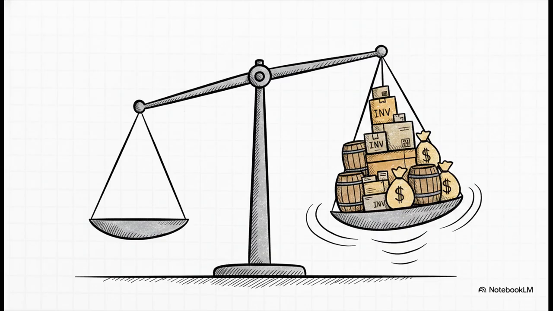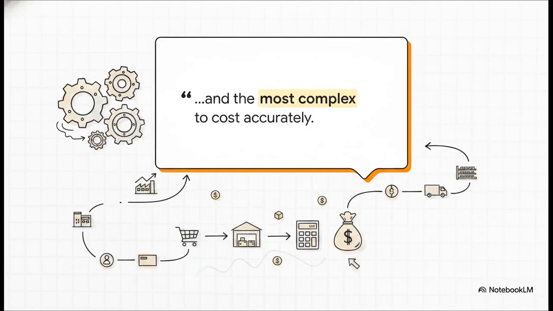When you're dealing with millions of dollars tied up in raw materials, work in process, and finished goods, even a tiny miscalculation can ripple out into some major financial shockwaves. And honestly, because of that sheer scale, it's also the most complex asset to cost accurately, right?